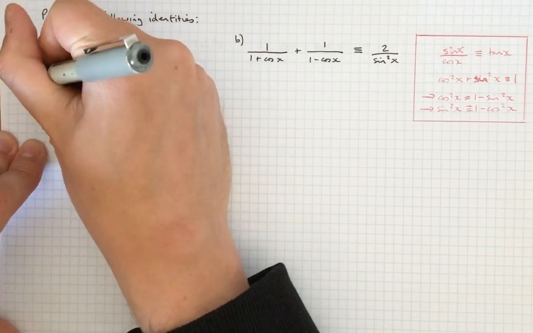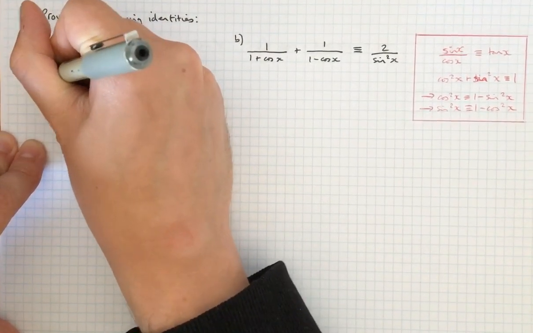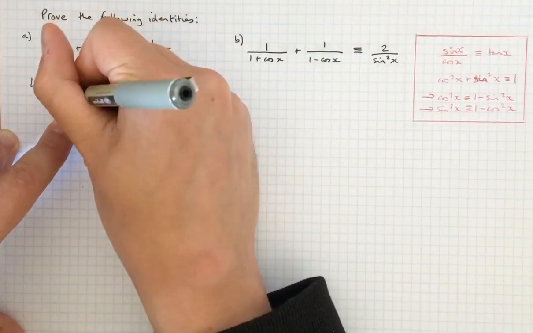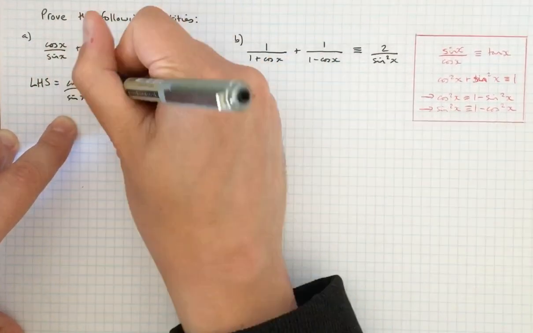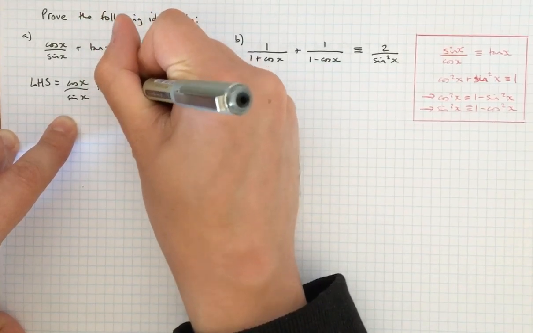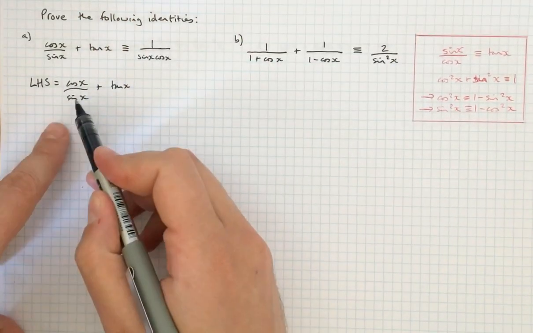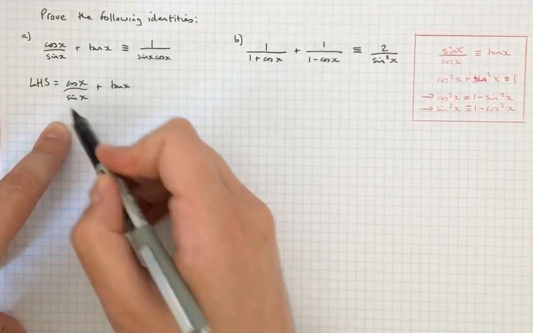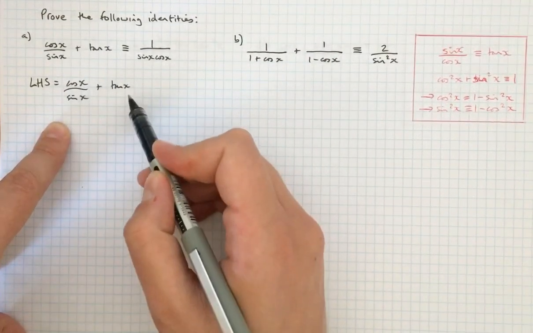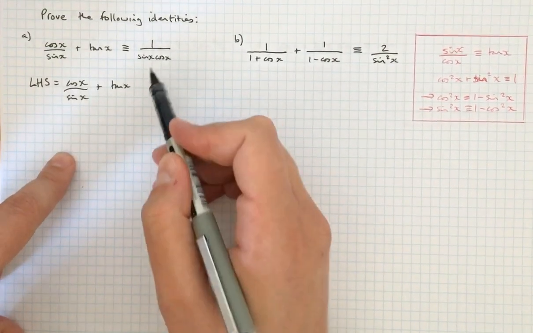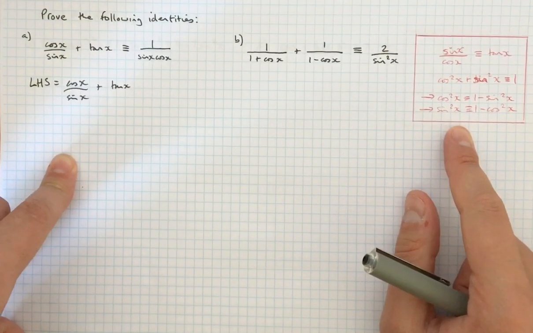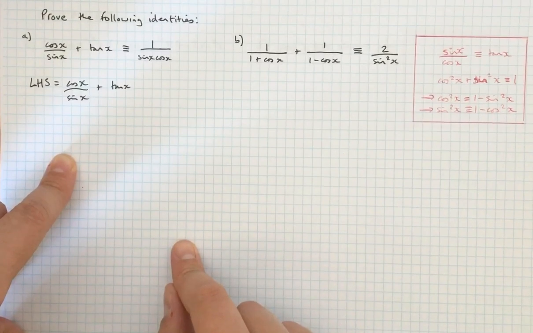So I'm going to start off by saying the left hand side, LHS, equals cos of x over sine x plus tan x. Okay, so all I've done is written down the left hand side. And what I'm going to do now is play around with this trigonometric expression and see if I can manipulate it and turn it into the right hand side. Notice how I've got my key identities written over here, and I would always recommend you have them written down so that you are able to refer to them and use them as you need.